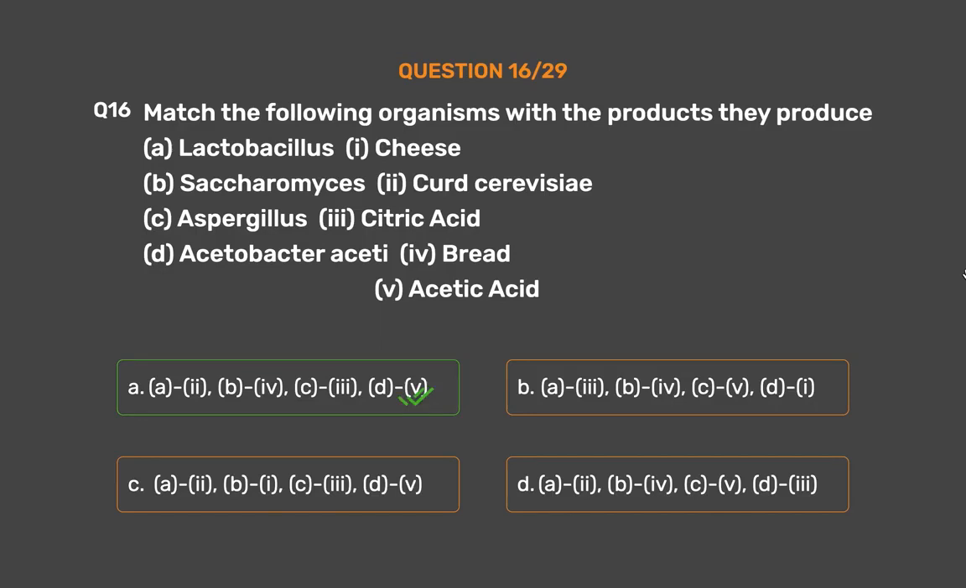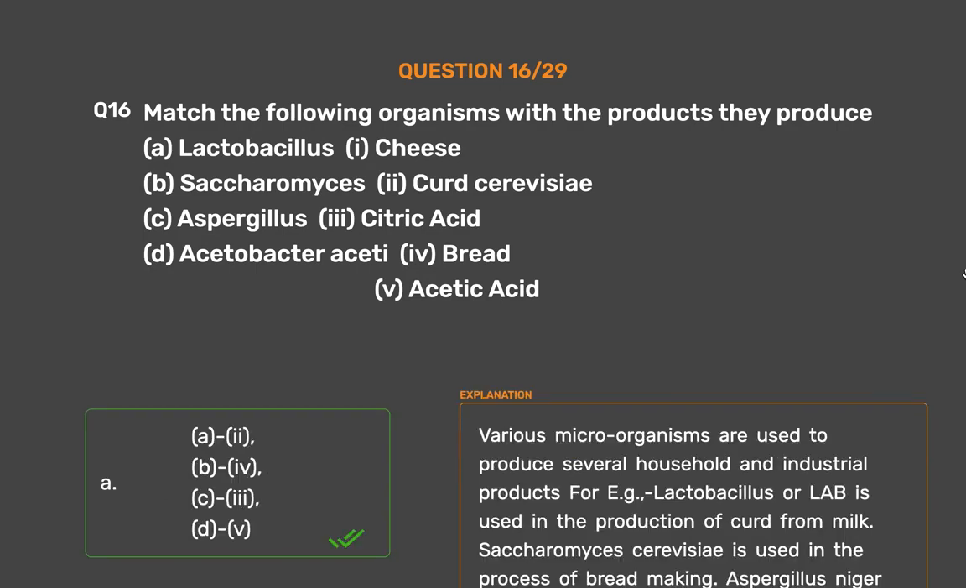A. 2, B. 4, C. 3, D. 5. Various microorganisms are used to produce several household and industrial products. For example, Lactobacillus is used in the production of curd from milk. Saccharomyces cerevisiae is used in the process of bread making. Aspergillus niger and Acetobacter aceti are employed in the production of citric acid and acetic acid respectively.